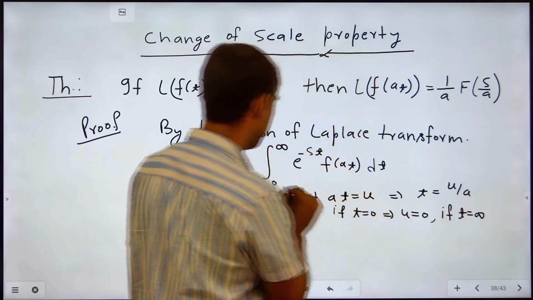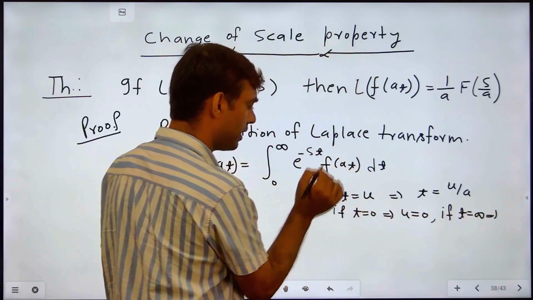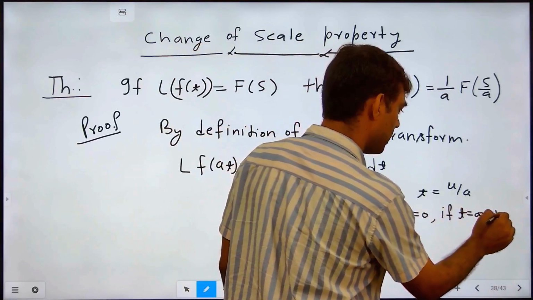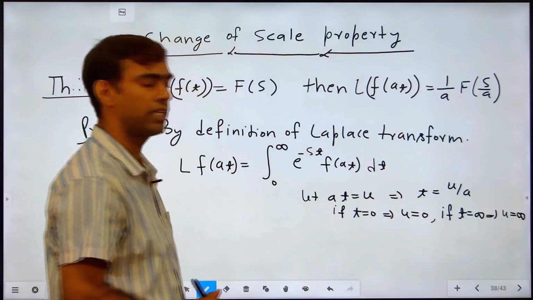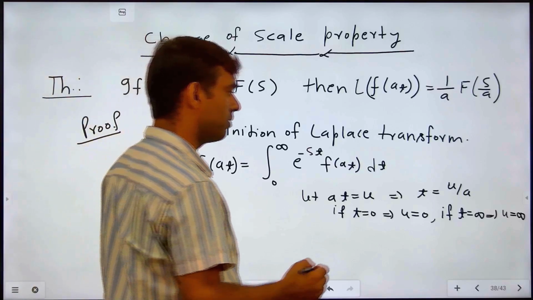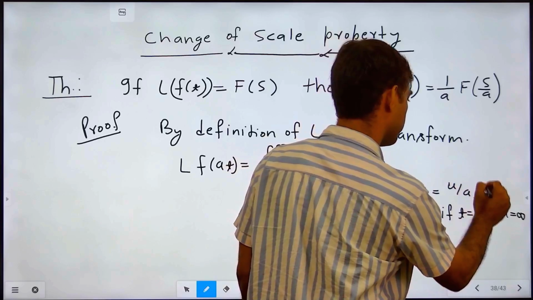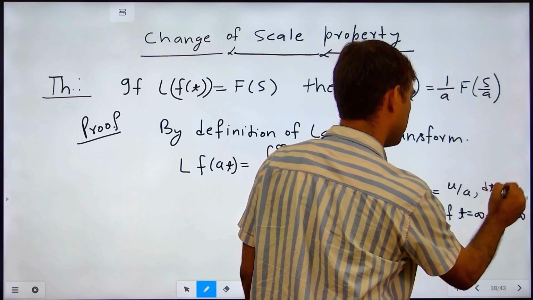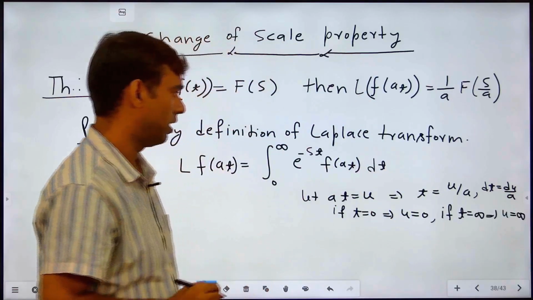And if t equals infinity, then at becomes infinity, which implies that u equals infinity. So the lower and upper limits become 0 and infinity. And what is the value of dt? dt equals du/a.